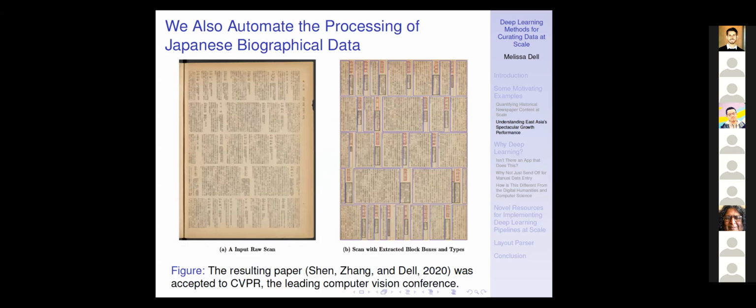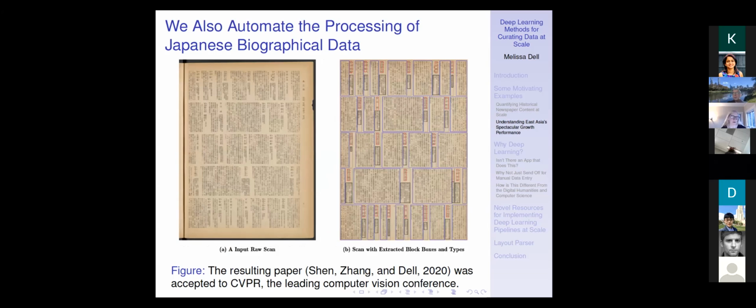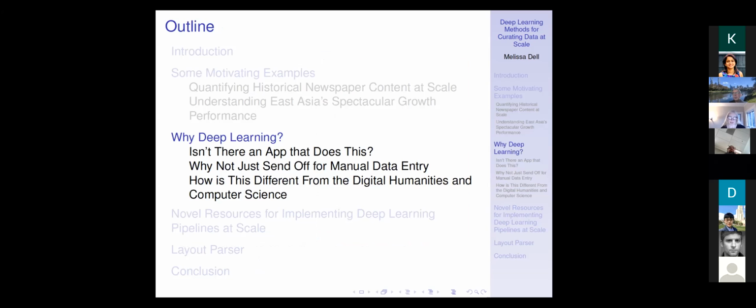We've also done something similar on Japanese biographical data, and we're able to publish that in a leading computer vision conference. So there's a lot that's interesting here. That's just a couple examples of what we've used it for. And before I introduce the resources that we've created to try to lower the cost to others of being able to use these technologies, I also want to say why deep learning? Why are we doing this in the first place?